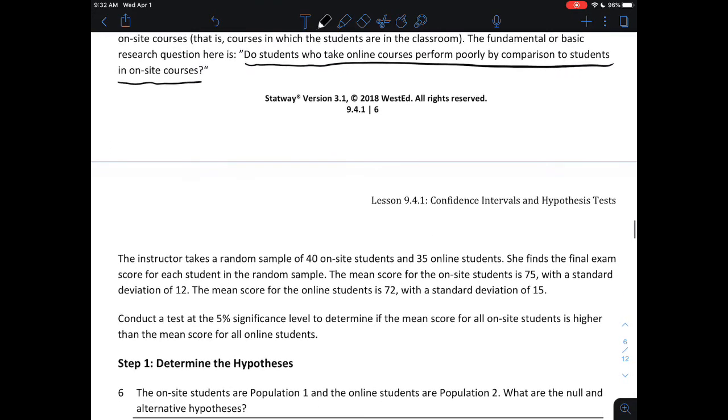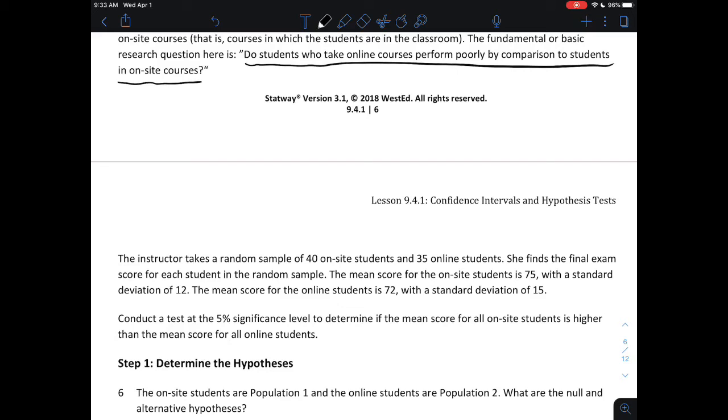So to reach a conclusion about that question, the instructor takes a random sample of 40 on-site students and 35 online students. She finds the final exam score for each student in the random sample. The mean score for the on-site students is 75 with a standard deviation of 12. The mean score for the online students is 72 with a standard deviation of 15. Conduct a test at the 5% significance level to determine if the mean score for all on-site students is higher than the mean score for all online students.